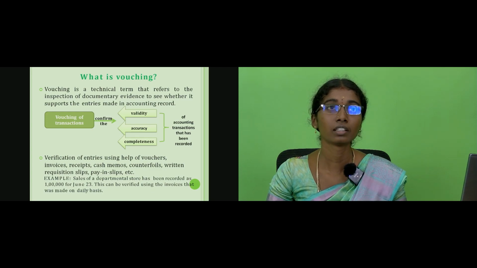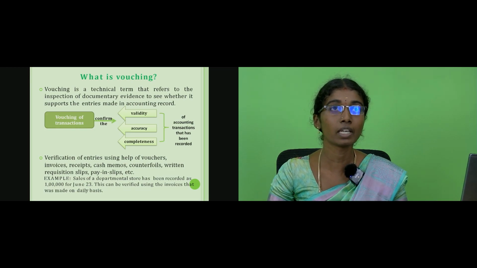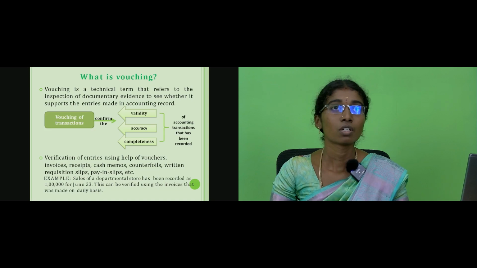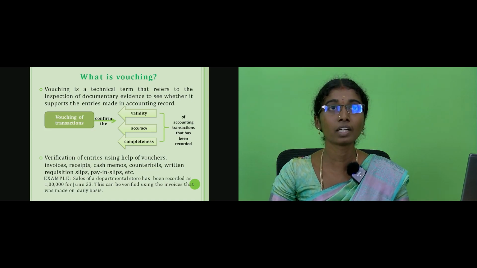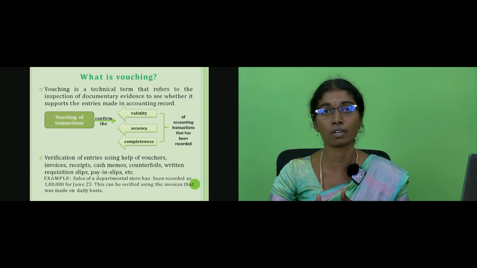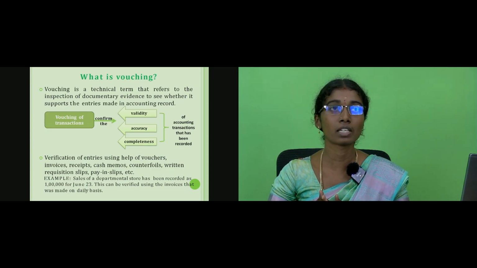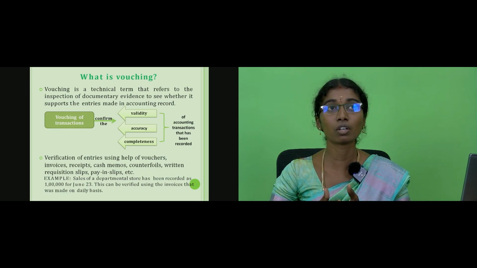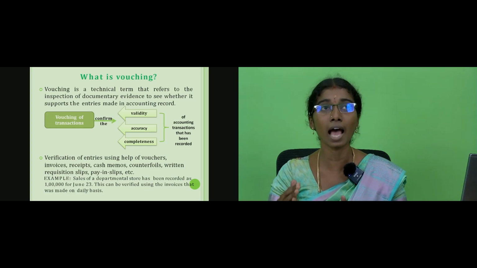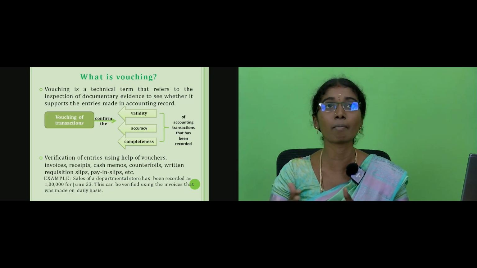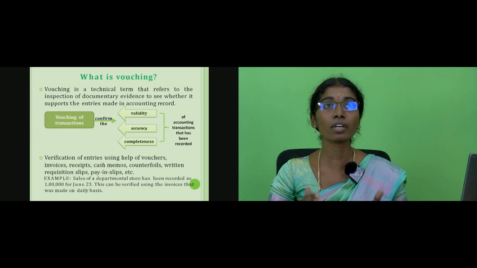It comes under the subject called auditing. Initially we should know what vouching is, the basic meaning of vouching. It is a technical term that refers to the inspection of documentary evidence. When an auditor goes to a firm to examine some documents, he will verify the documents, right? While verifying the documents, vouching is one of the aspects he uses to examine the evidences. So how will he inspect the evidences?